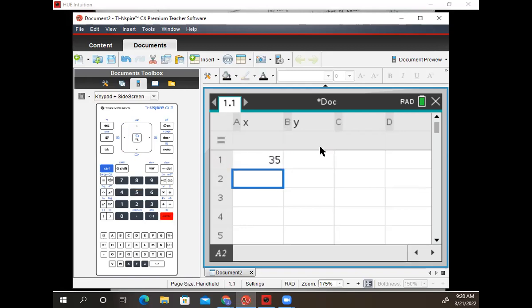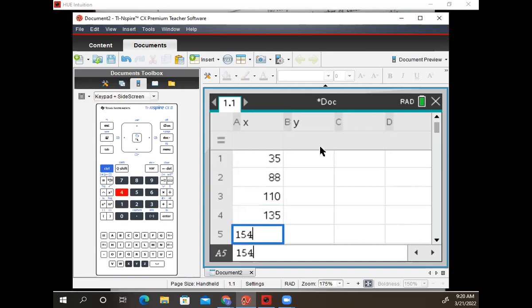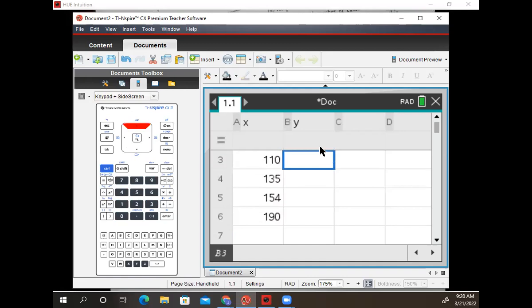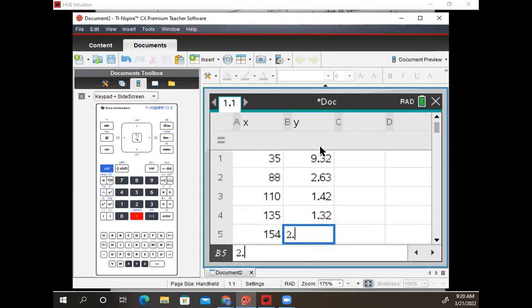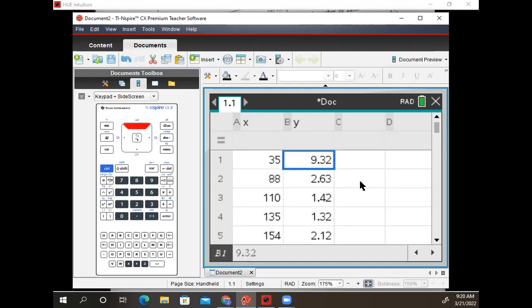So X values: 35, 88, 110, 135, 154, 190. And then let's plug in our Y: 9.32, 2.63, 1.42, 1.32, 2.12, and 5.50. And we're kind of seeing that pattern here just in our values from our table.